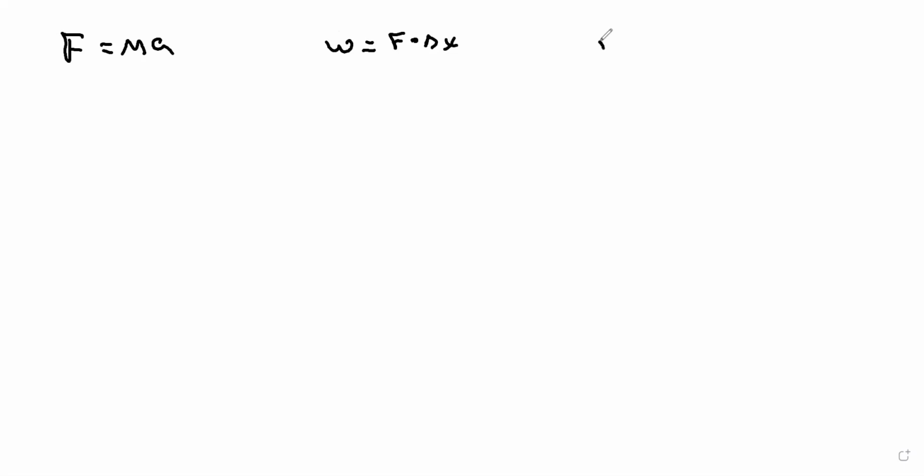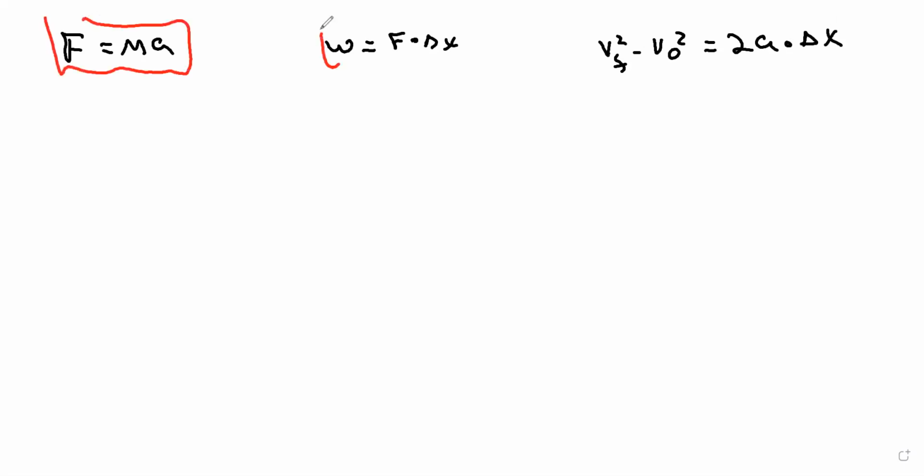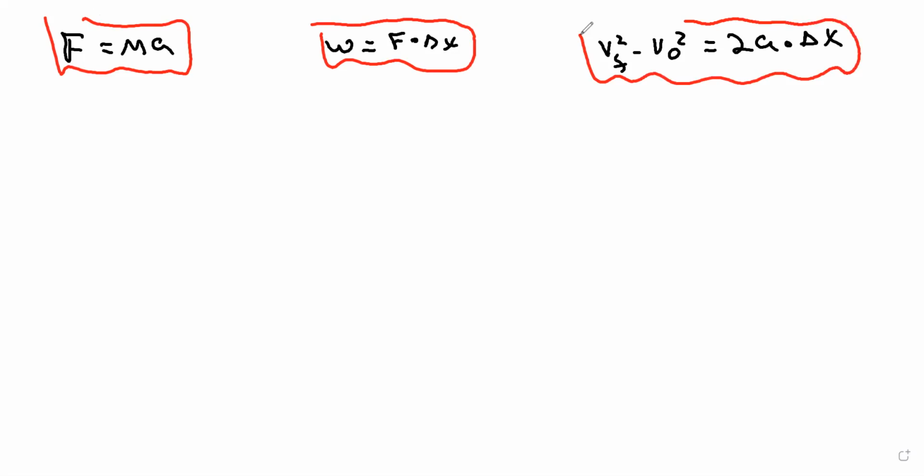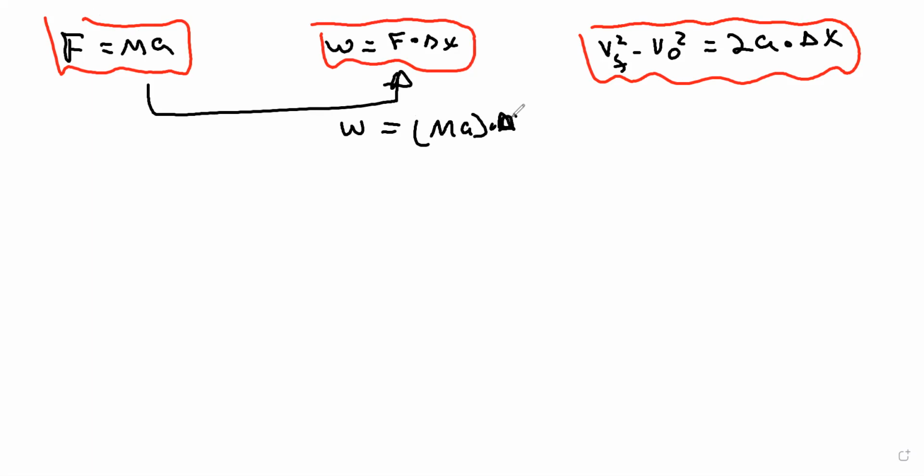And we have this formula that says the final velocity squared minus initial velocity squared is equal to 2 times acceleration times delta x. So we have these 3 formulas right here. And we can combine them to get a new idea, which is very important. And the idea is this one. So the force here, we're going to plug this in here. So the work is going to be equal to the mass times the acceleration times delta x.